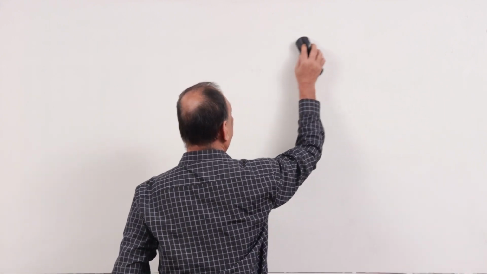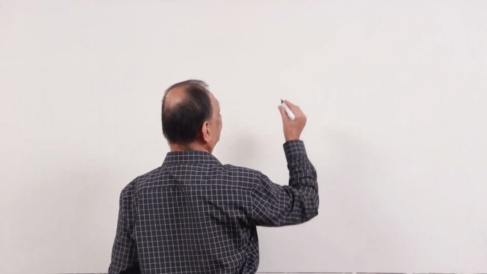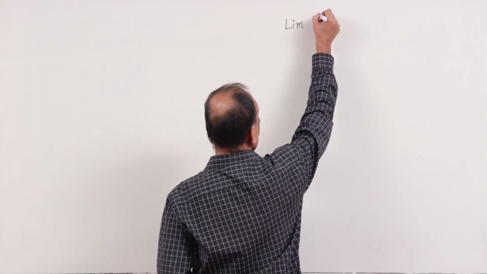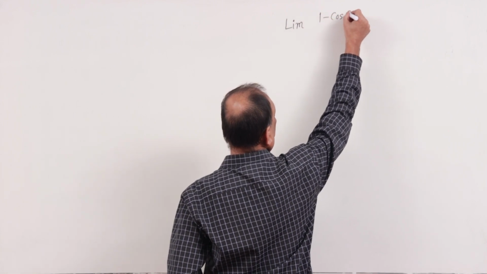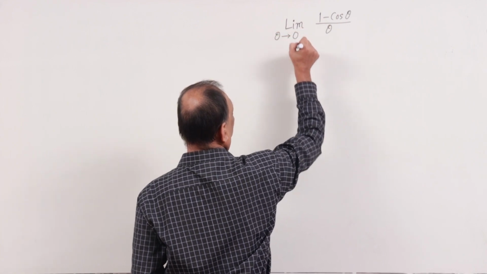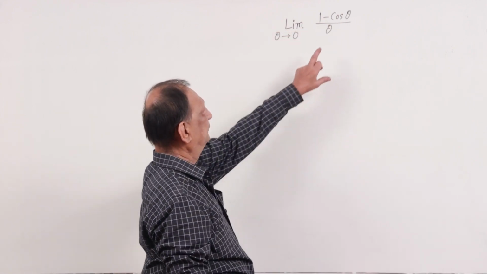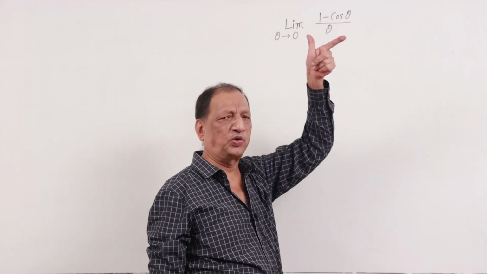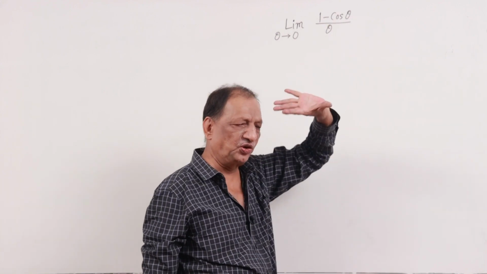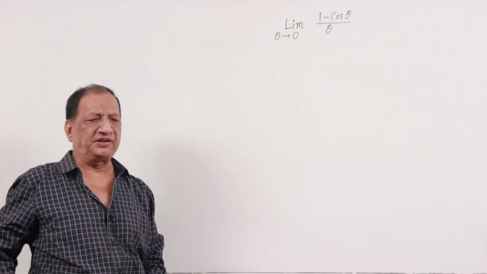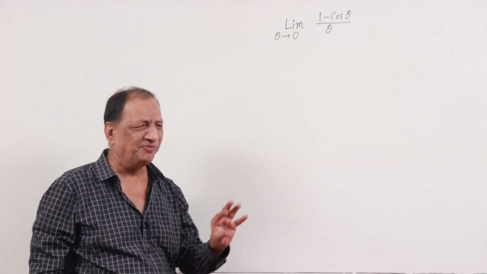So what is our objective? We want to find out the limit of (1 minus cos theta) divided by theta as theta goes to 0. We know that when theta hits 0, the denominator becomes 0 and the numerator also becomes 0, because cos 0 is 1. So we have a 0 by 0 format, and it's always very interesting to find limits which have the indeterminate form. For determinate forms, we simply substitute the value.